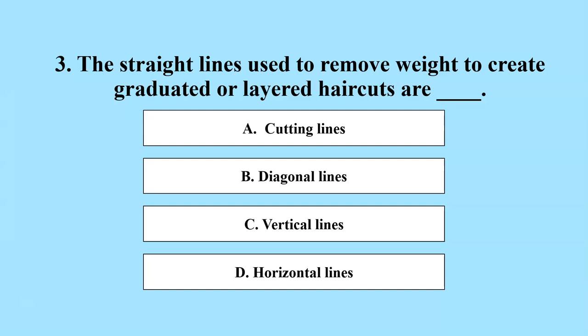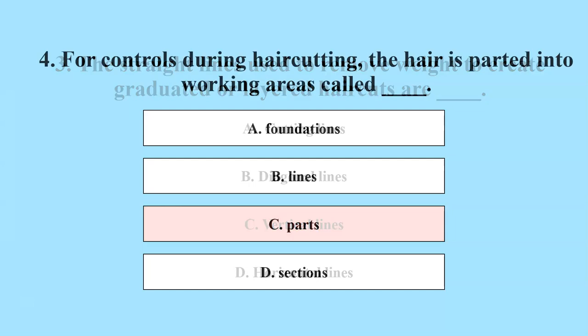The straight lines used to remove weight to create graduated or layered haircuts are cutting lines, diagonal lines, vertical lines, horizontal lines. If you chose C, vertical lines, you are correct.